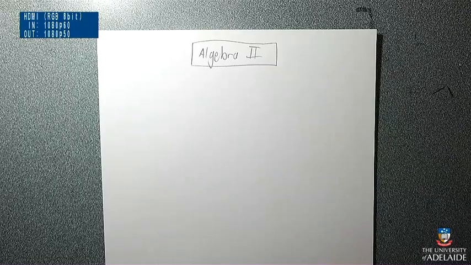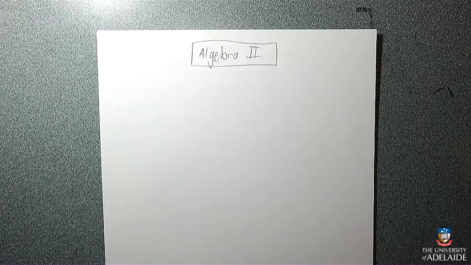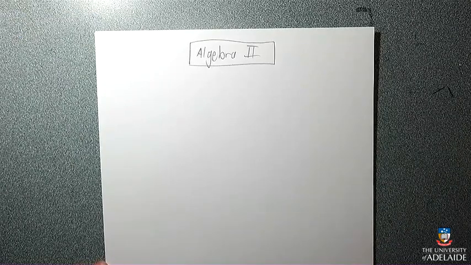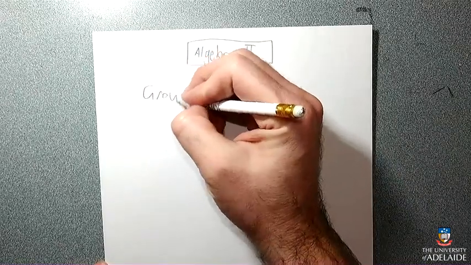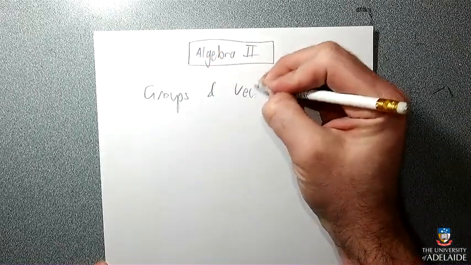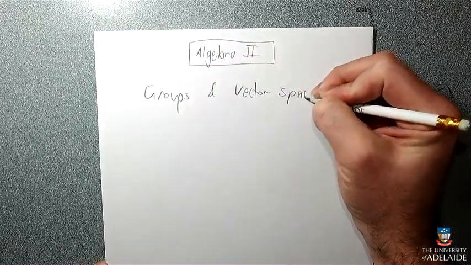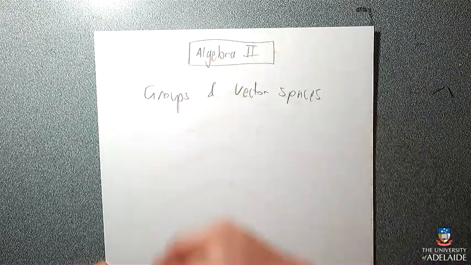Actually, before we launch into anything, you might have some stuff ready, but what's in Algebra 2? Like what's the course about? And we can write some of those things down. Just want you to tell me. Groups and vector spaces. That's pretty much what the course is about.